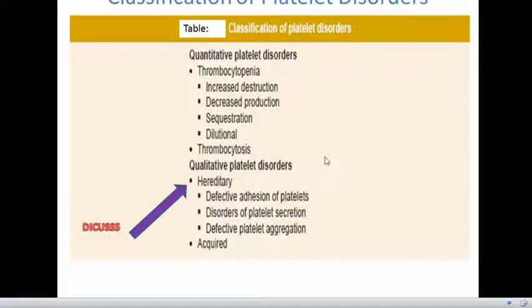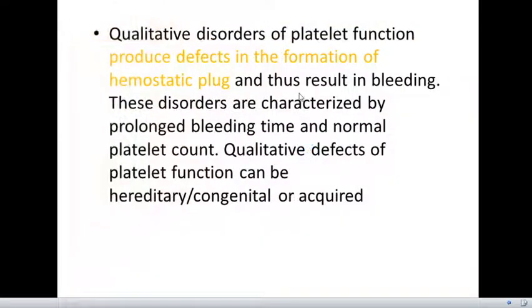So we have discussed the classification of platelet disorders. We have quantitative and we have qualitative. We have hereditary and acquired qualitative disorders. Qualitative disorders of platelet function produce defects in the formation of the hemostatic plug, and it will result in bleeding. So the bleeding time will be prolonged, and the platelet count will be normal, because this is not a quantitative disorder. This is a functional disorder of platelet.